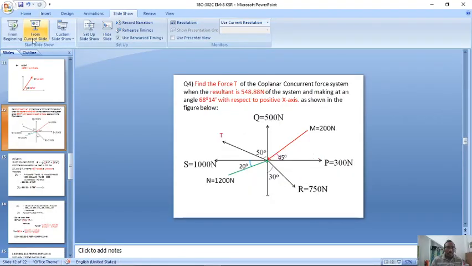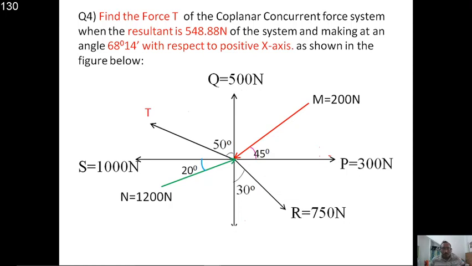We see in the given problem that the force T is not given, and the remaining values are all given. The resultant is given as 548.88 Newton, and the theta value is 68 degrees 14 minutes. So by using the same resultant formula, or using the tan theta value, you can obtain the t value.